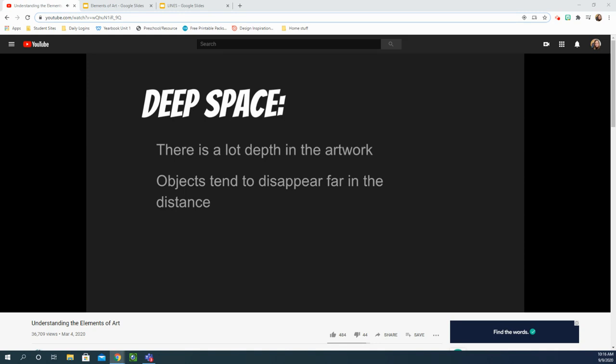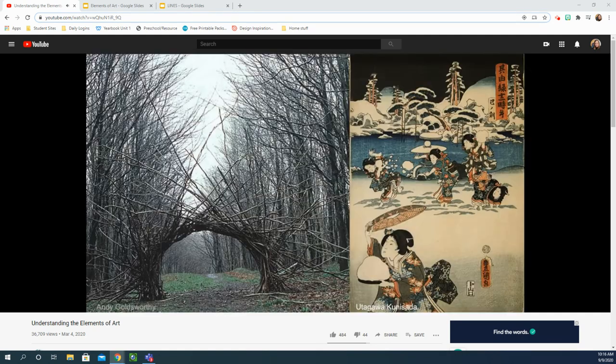So we're going to look at two more artworks by the exact same artists, but this time they're incorporating deep space. So when we see Andy Goldsworthy's art, we see these objects going far in the distance. Same with Kuniyoshi's. The figures have a lot of room to move around as they're having their snowball fight. And we see the landscape going even further back in the distance. So there's a lot of depth taking place in these images.